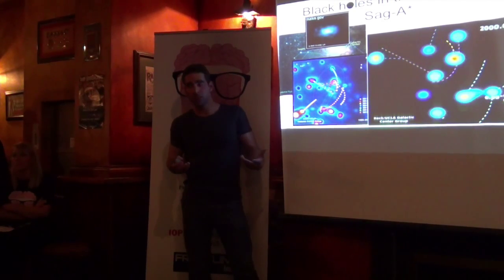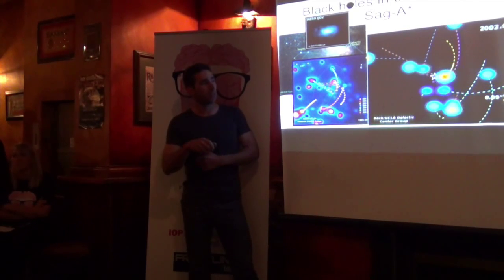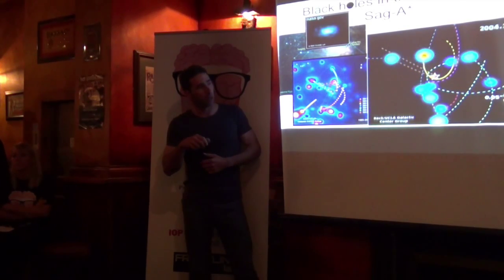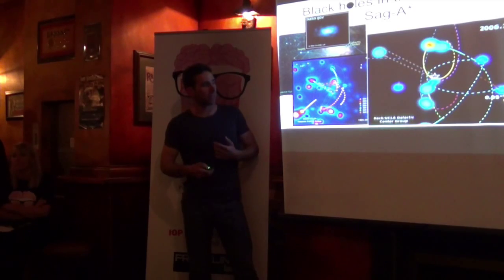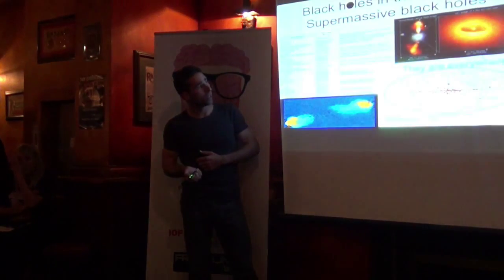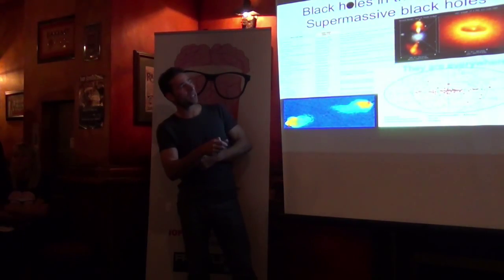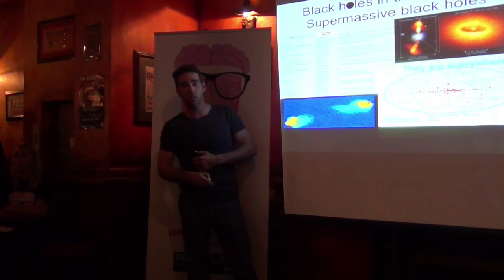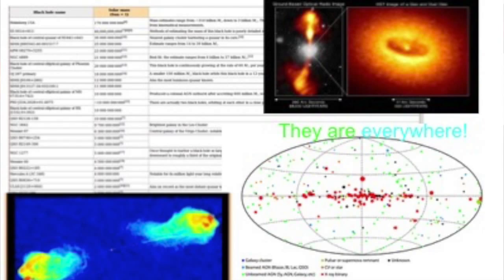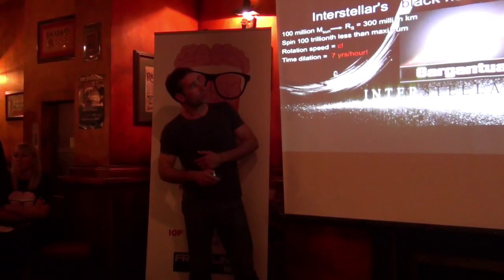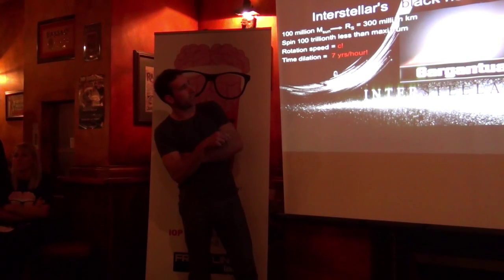So we look at the stars, we calculate what needs to be in the middle to make them go around this fast, and it's a 4 million solar mass black hole. Fortunately, we think these supermassive black holes exist all over the universe, so there are hundreds of billions of them. And finally, quick talk about Interstellar. I'm sorry I didn't do my timing very well. Gigantic black hole, 100 million solar masses.